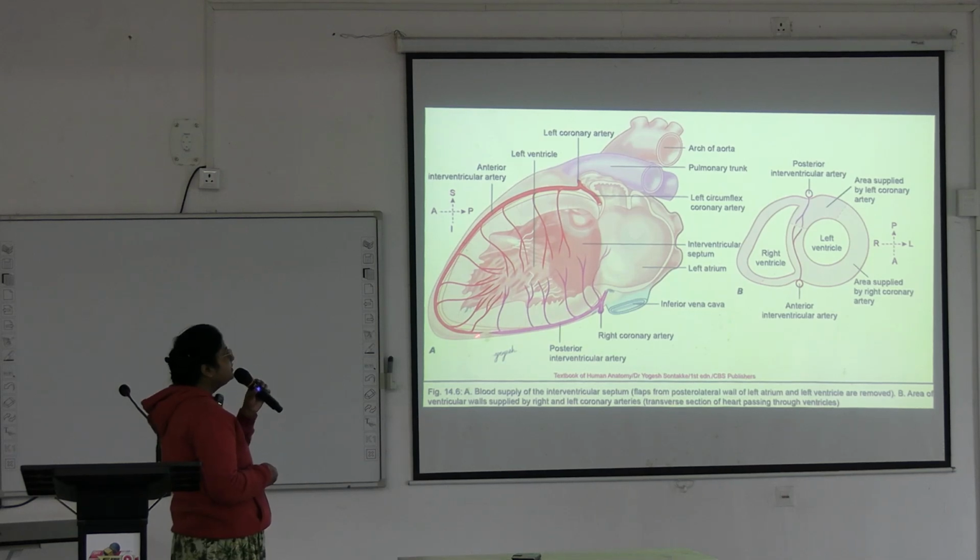in the posterior interventricular groove. And you can see the interventricular septum, anterior 2/3 is supplied by the anterior interventricular artery, that is by the left coronary, and posterior 1/3 is supplied by the right coronary by the posterior interventricular artery. This is the supply of the interventricular septum, and you can see the wall of the left ventricle is thicker than the wall of the right ventricle, and its cavity is rounded, and here the cavity is crescent shaped in the right ventricle.